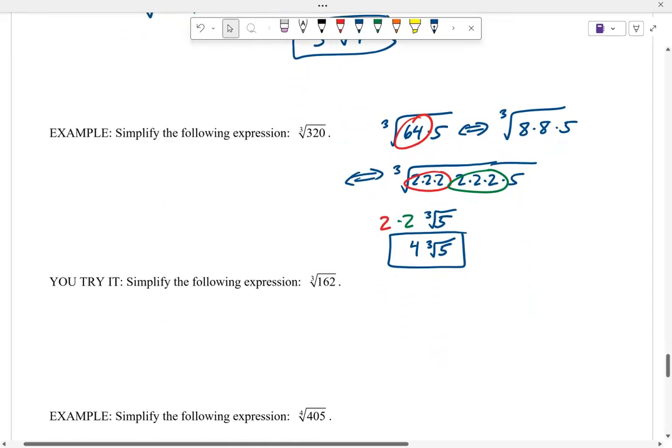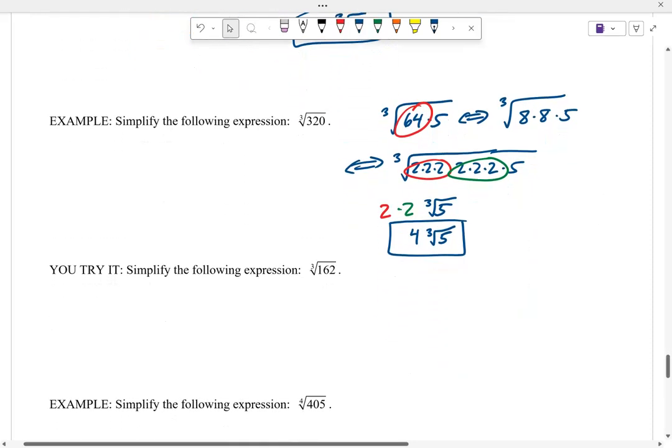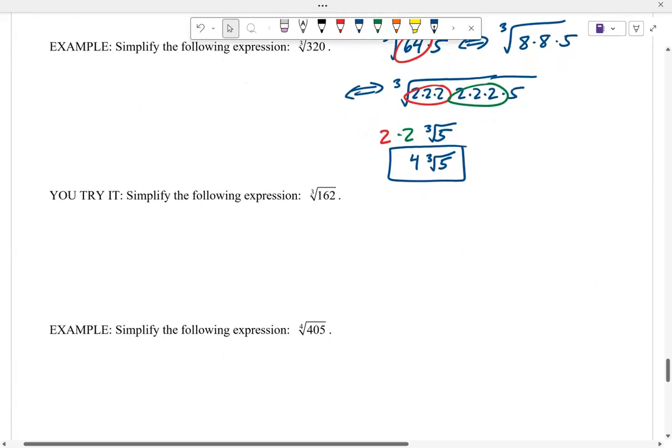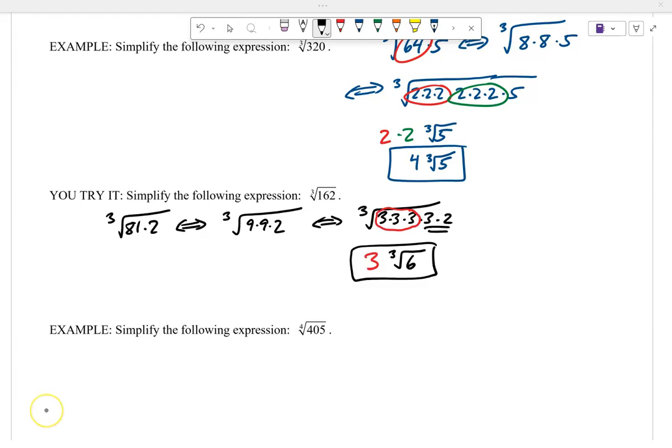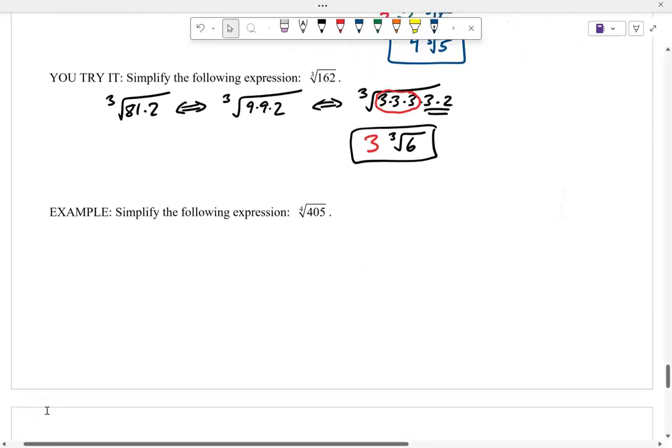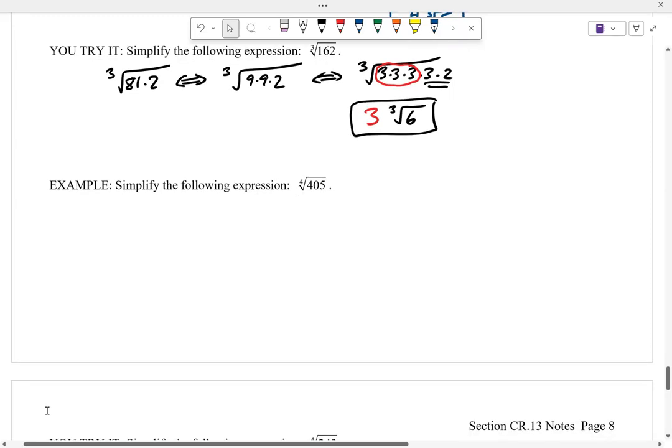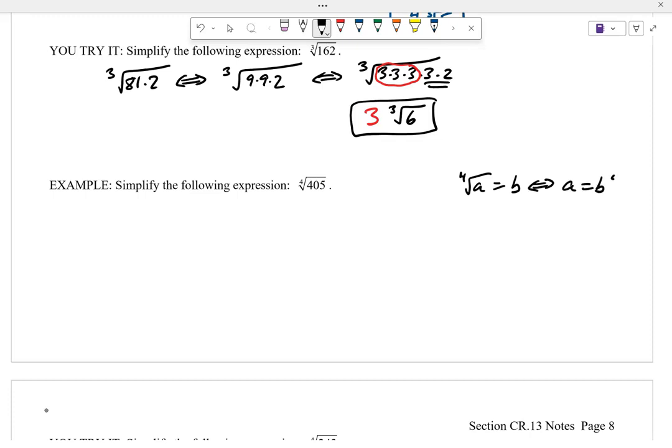Let's go ahead and try the third root of 162 and the fourth root of 405. Check that you try. I should get 3 times the third root of 6 there. Let's try the fourth root of 405. So this time we're looking for 4 of a kind, right? The fourth root of a equals b if and only if a equals b to the fourth. And so with the fourth root, I'm looking for 4 of a kind.